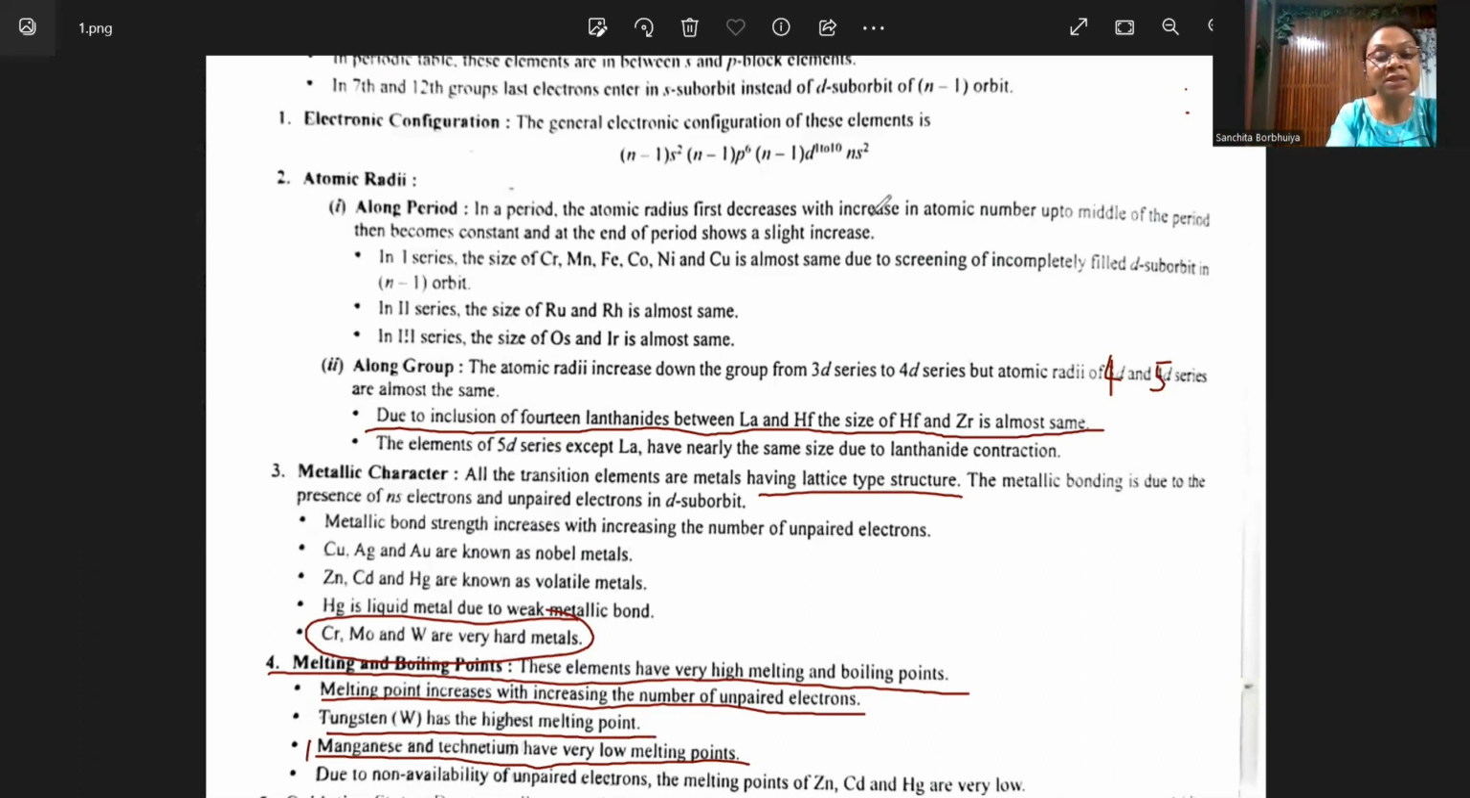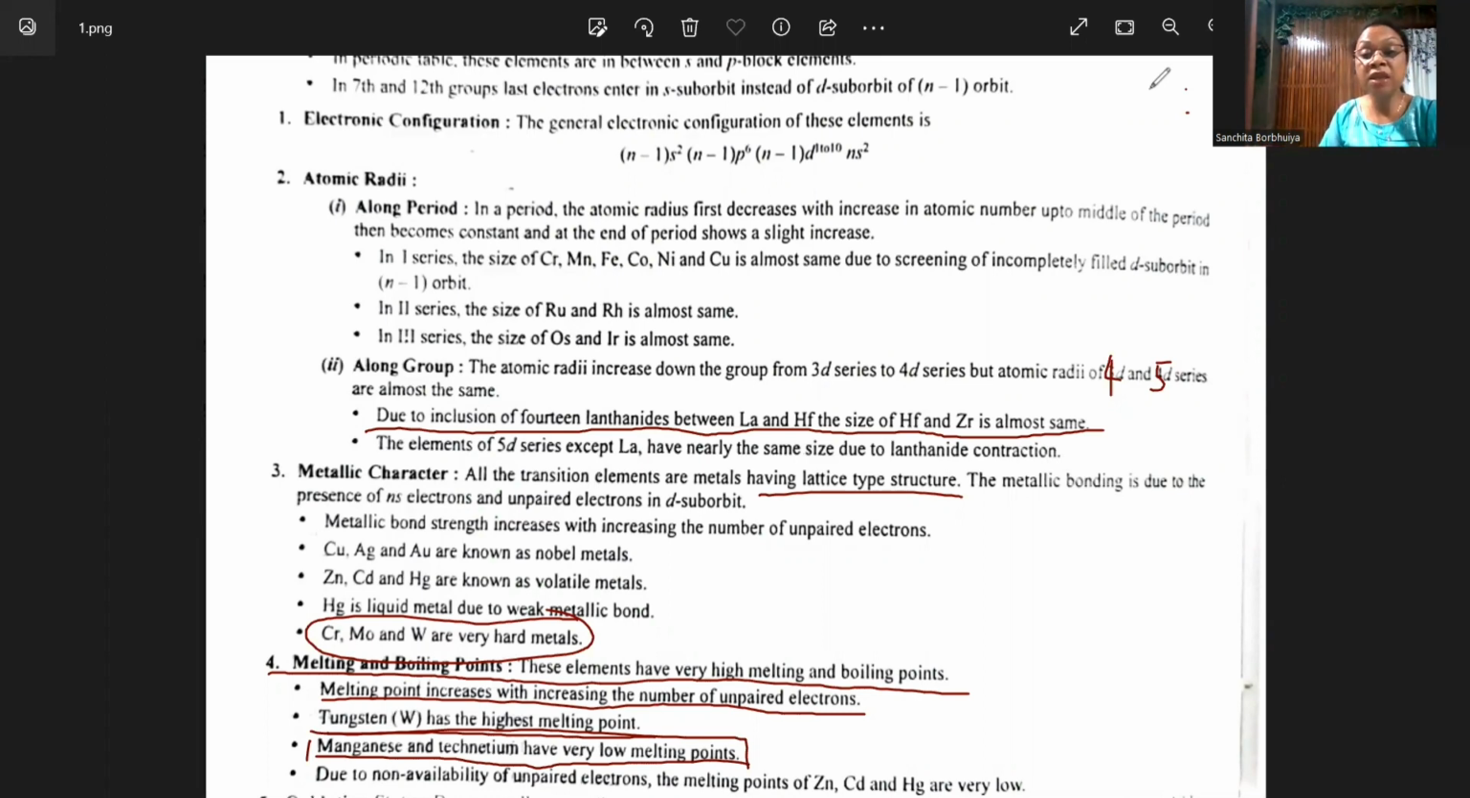Now manganese has the lowest melting point due to having a typical metal structure. So manganese and technetium have very low melting points. That is because though they have 5 unpaired electrons, they have very weak metal bonding, right? They're extra stable, so they have weak metal bonding, and that's the reason they have a low melting point.